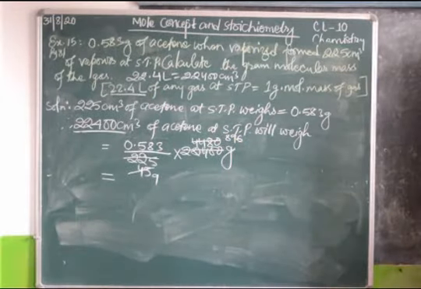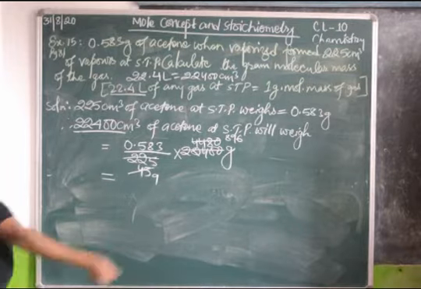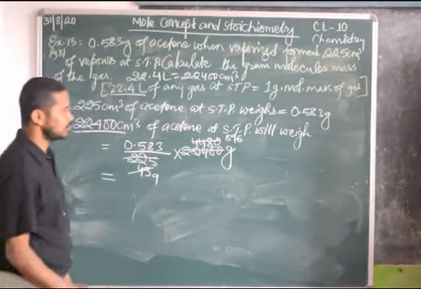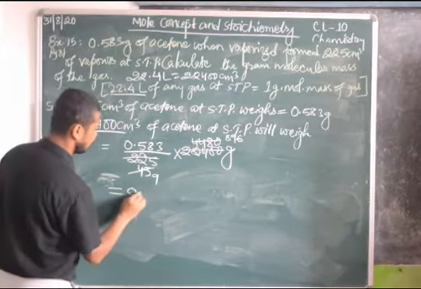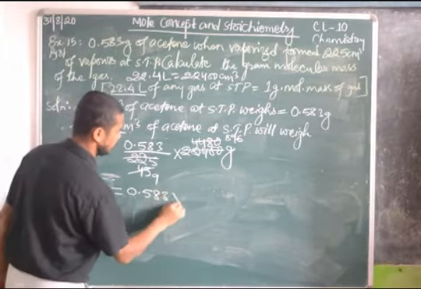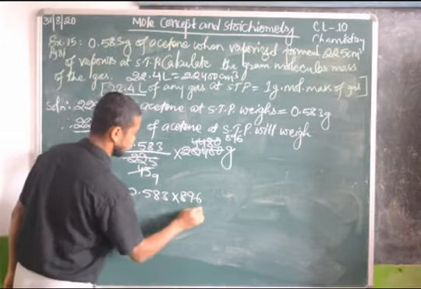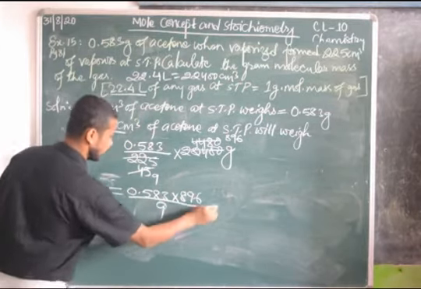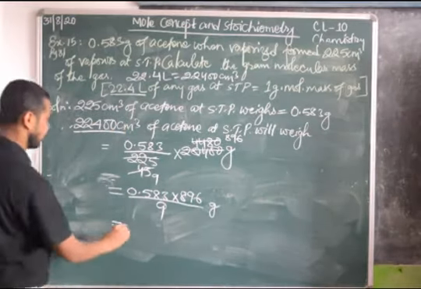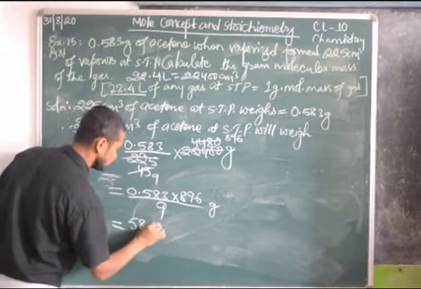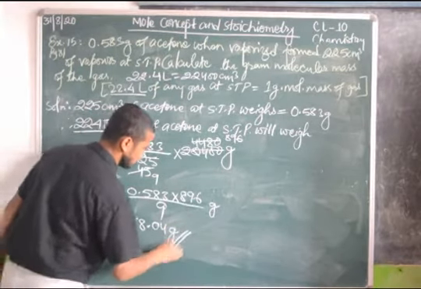Then can you do by 3? No, you cannot. Then multiply this 0.583 into 8 times 6, that means 0.583 into 896 divided by 9 gram. Then you will be getting 58.04 gram. This will be your answer.